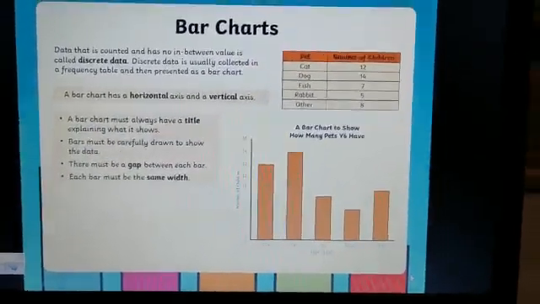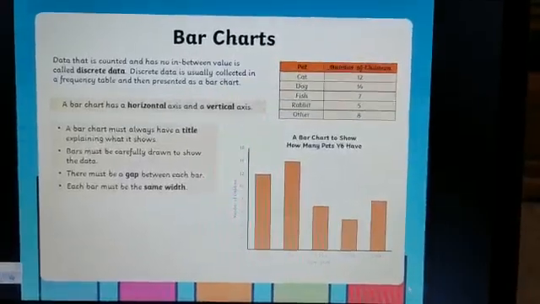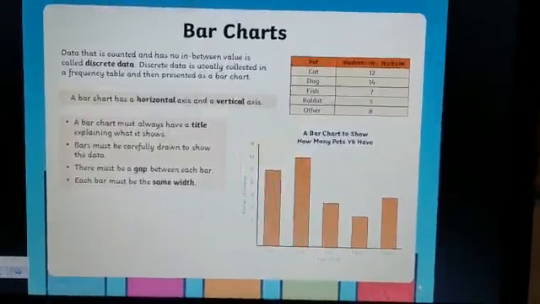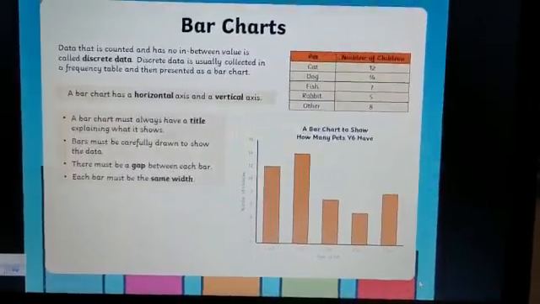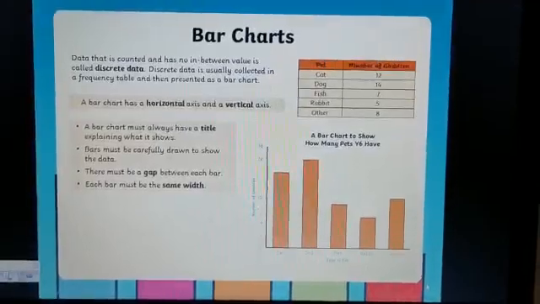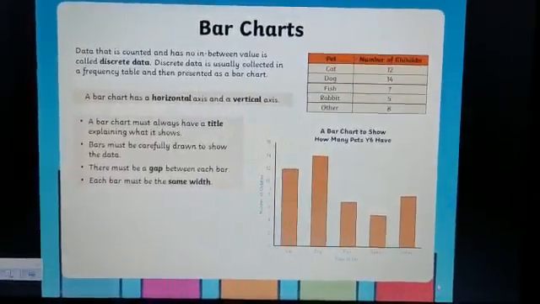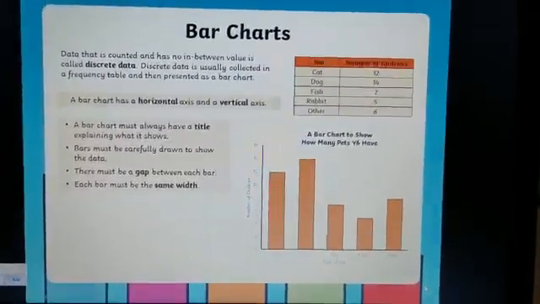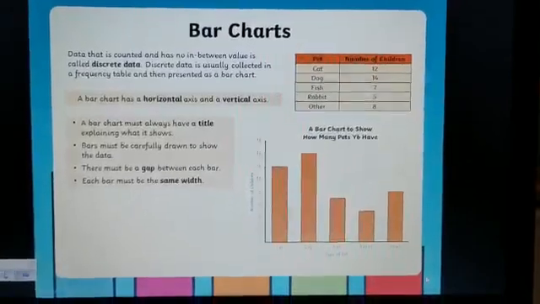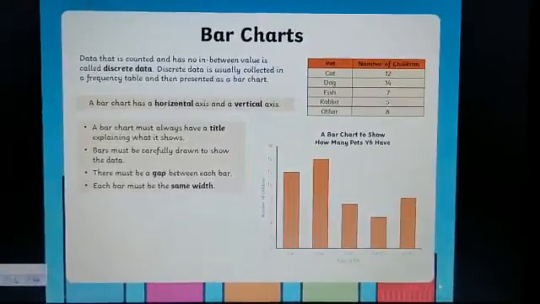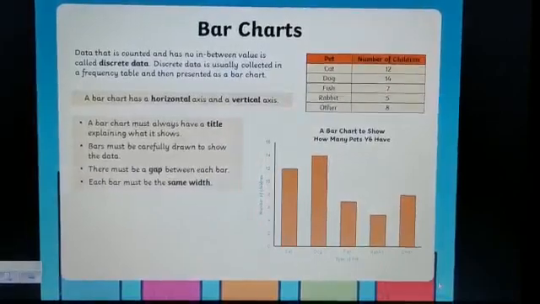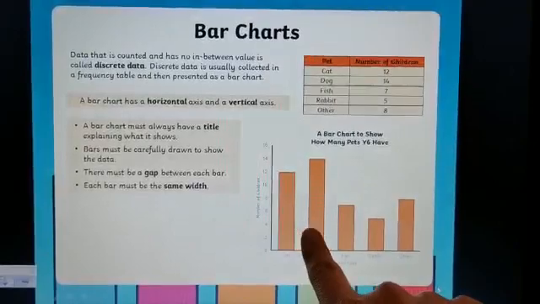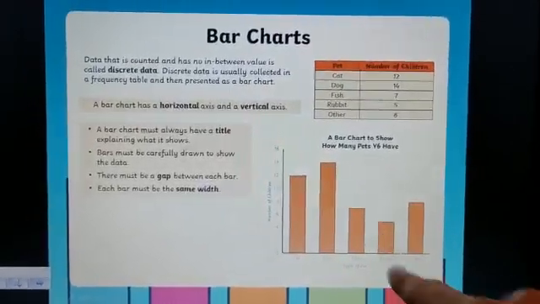It must have a title to explain what the bar chart shows. So in this case, if I look at the title, it says a bar chart to show how many pets Year 6 have. So I know what this information is now because I've made my title very, very clear. The bars must be carefully drawn to show the data. You have to be very, very neat with bar charts. You must use a ruler and a pencil. It also says there must be a gap between each bar, so it's not a proper bar chart if you haven't got gaps between your bars.